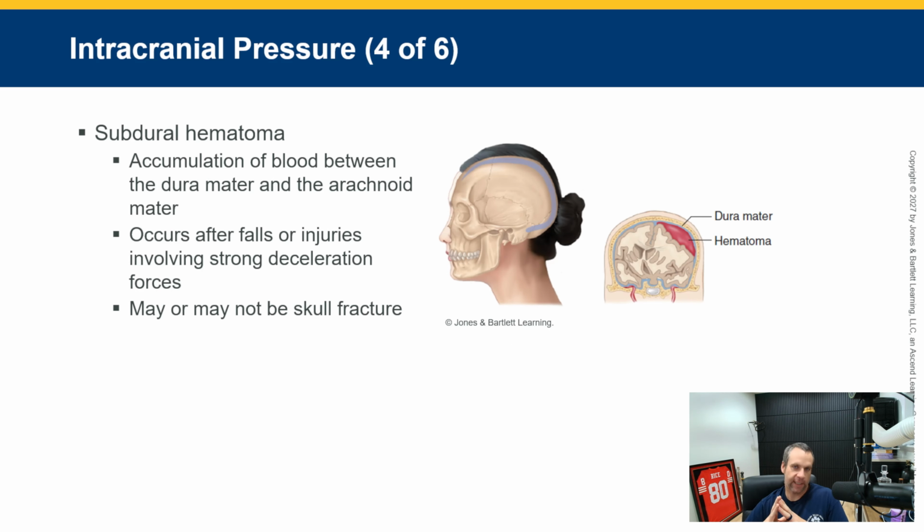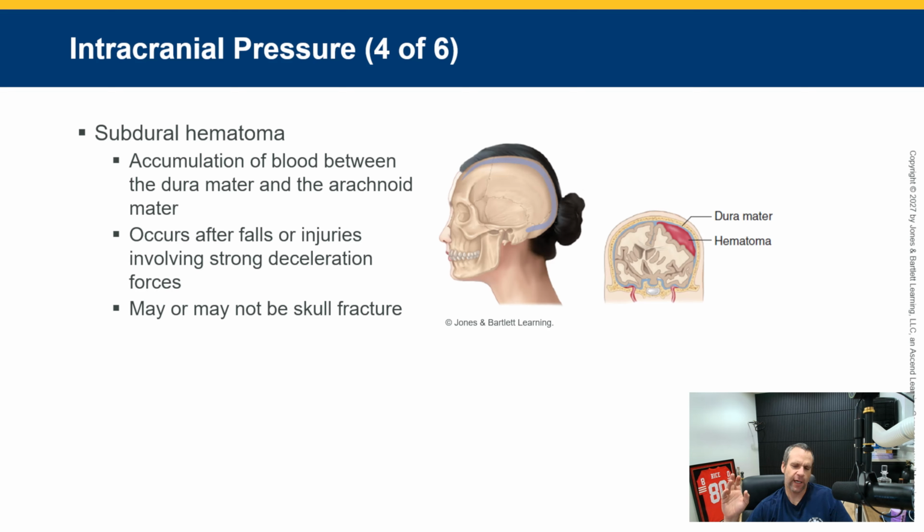Next, we have a subdural hematoma. This forms between the dura mater and the arachnoid mater. It usually results when there's a rapid movement of the brain that stretches and tears the bridging veins that cross this space. The mechanisms are typically falls and deceleration forces. A deceleration force would be like an abrupt stop during a car crash, or a fall: you're falling at terminal speed, and then bam, you stop when you hit the ground.